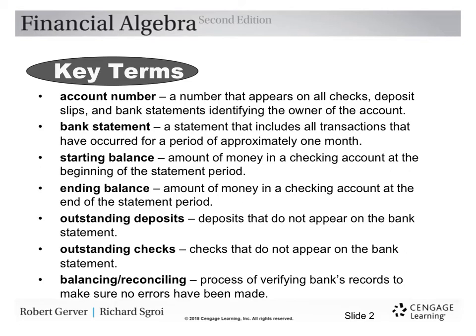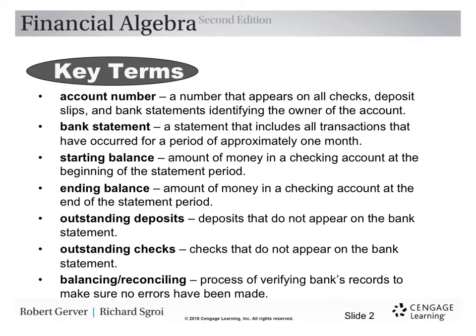Again, there are a number of terms here that we need to know the definition of. So let's go over some of them. First of all, we've got the account number. An account number is a number that appears on all checks, deposit slips, and bank statements, identifying the owner of the account. Simple enough. A bank statement is a statement that includes all transactions that have occurred for a period of approximately 1 month. Now, these don't always follow a calendar month, but it is approximately 1 month. It could be like October 10th to November 10th, for example.